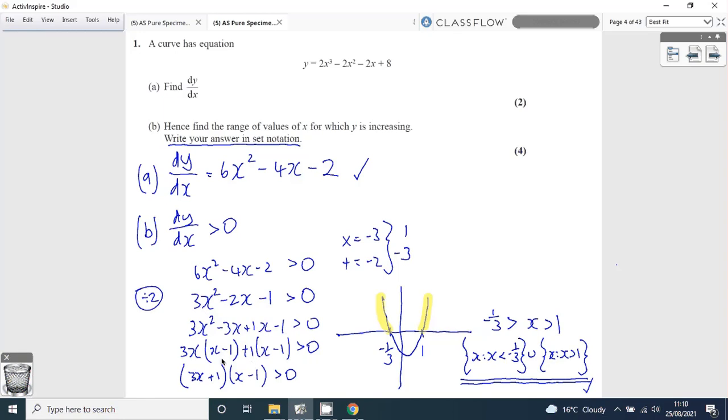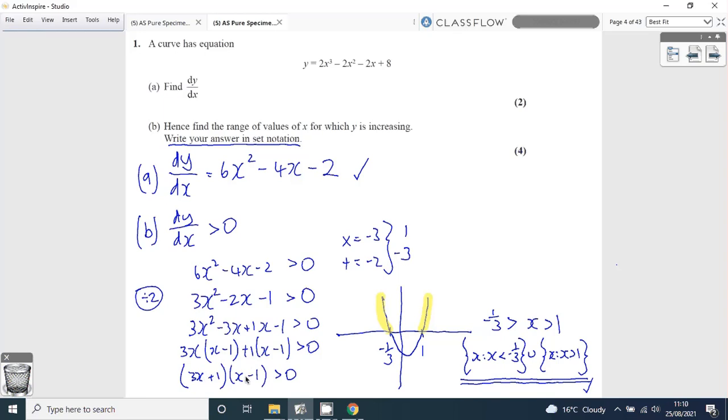Then our final pair of brackets are the 2 components which aren't in a bracket, so the 3x and the plus 1, and then the repeated bracket. So our 2 solutions are going to be what makes this first bracket 0 and the second bracket 0. That's minus a third and plus 1.